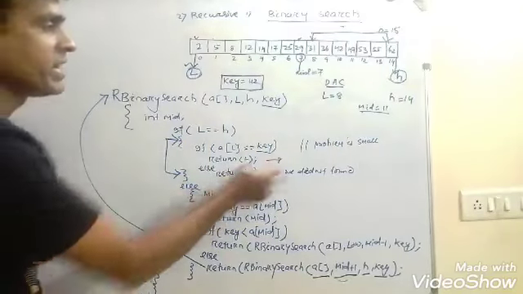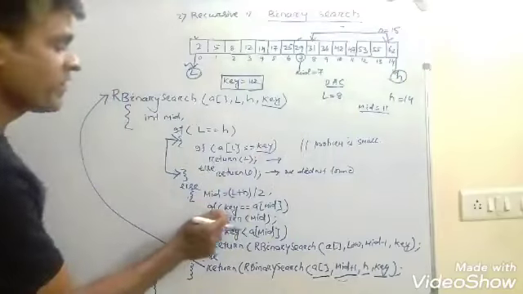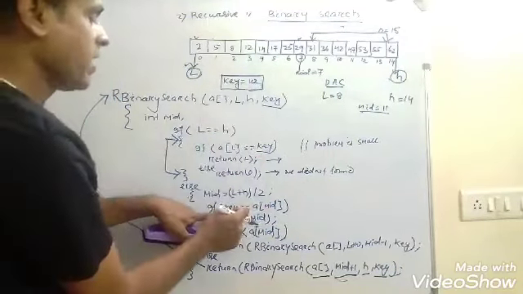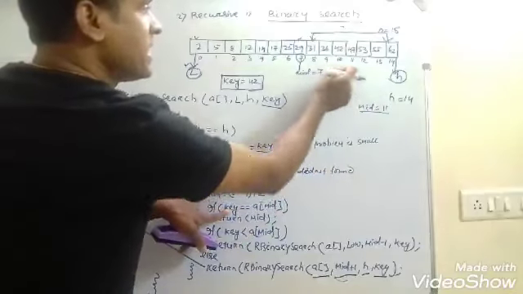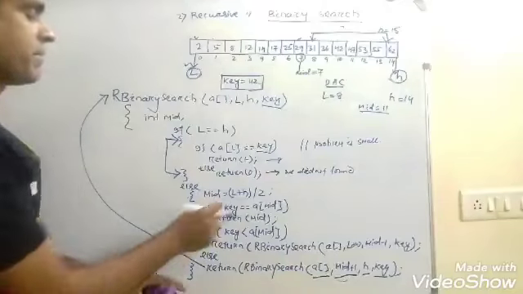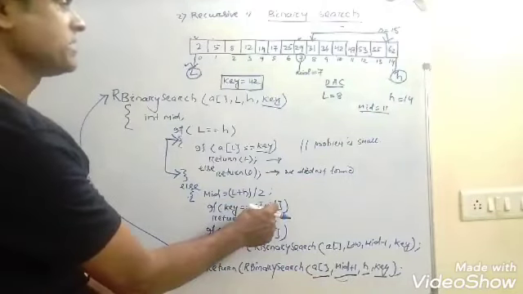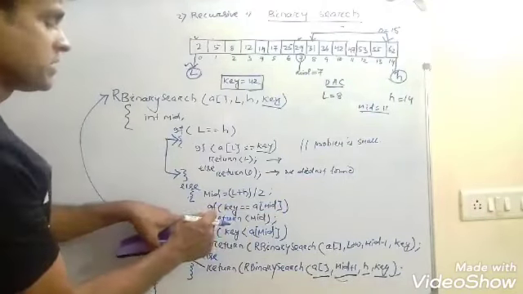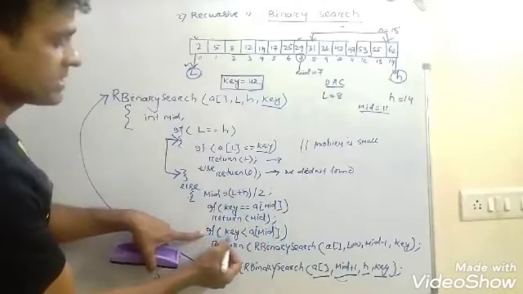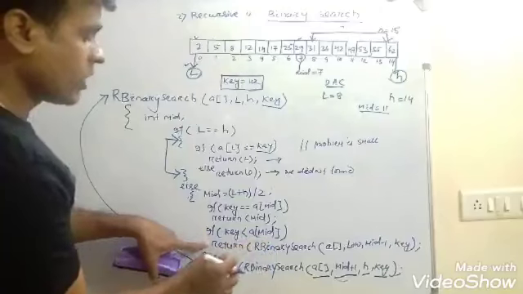We have to calculate the mid. We already calculated. If key is equal to A of mid, my key value is 42. A of mid is the 11th index, A of mid is 47. So my key is less than 47. My key is 42 and A of mid is 47. My key is less than. So first it is not equal to, second case my key is less than A of mid. So what we will do?